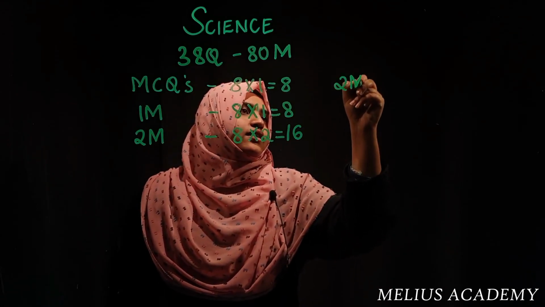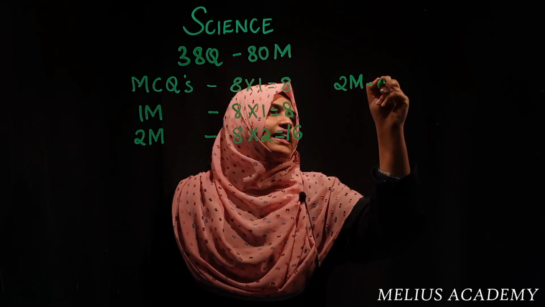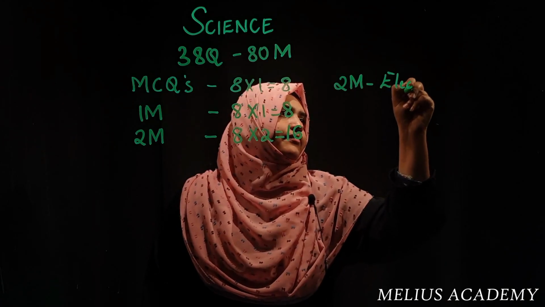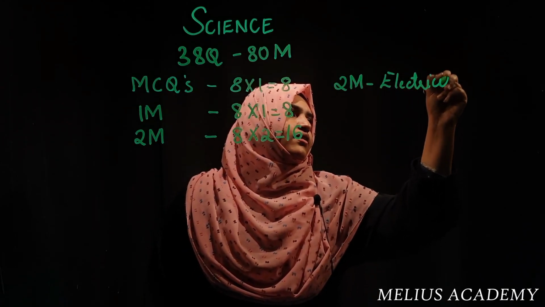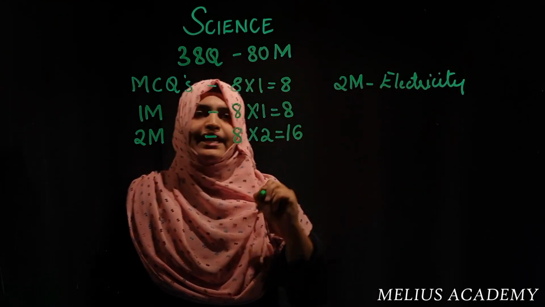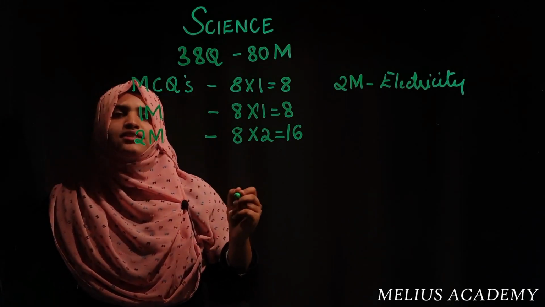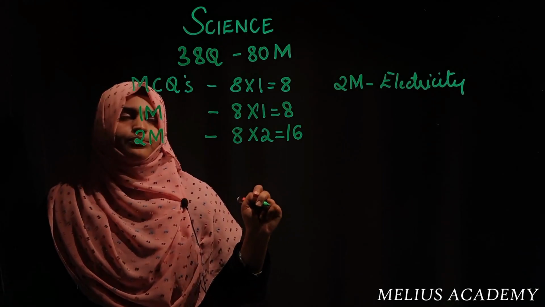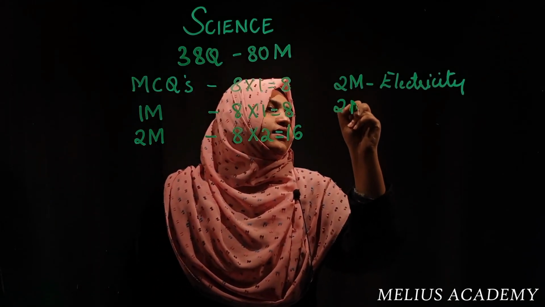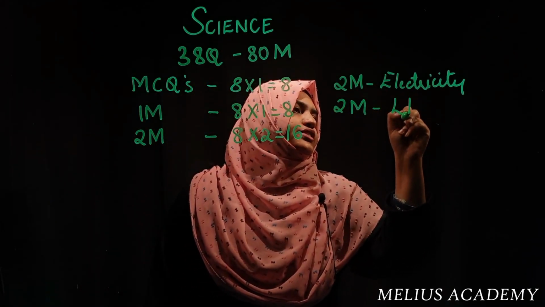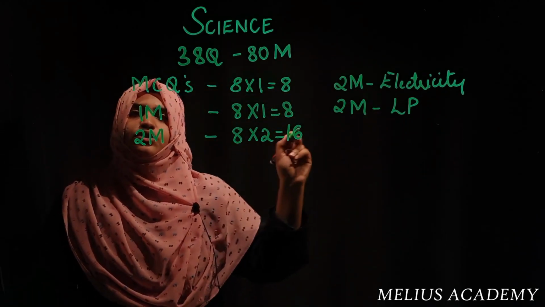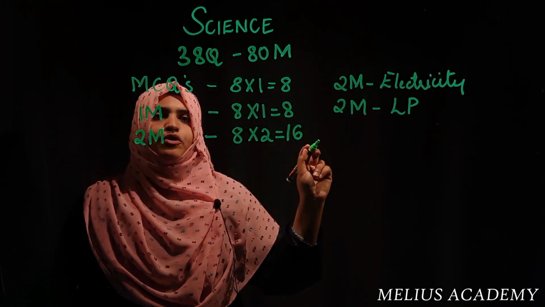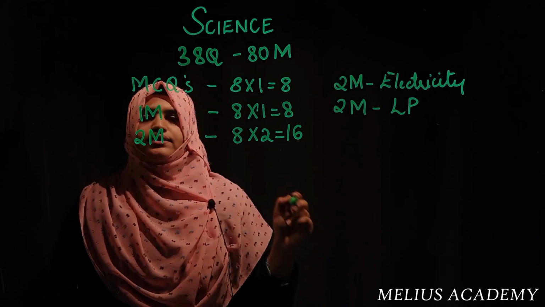A 2 marker, a short question from electricity. That will be a diagram, resistors in series or resistors in parallel. Any one might be asked in this too. Another 2 marker from life process. This is also a very short question. Life process, 1 2 marker will be asked.